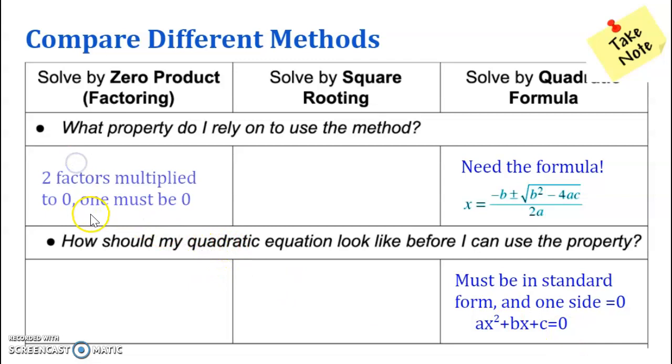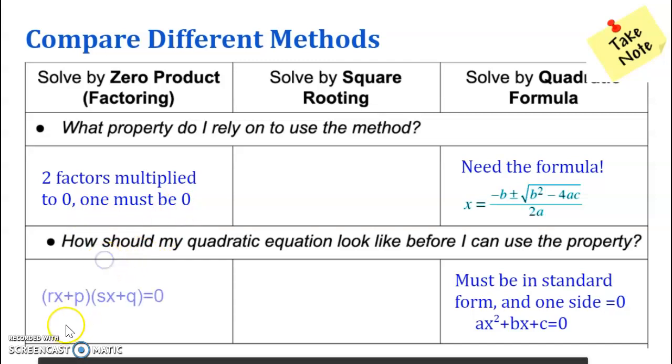What about solving by factoring and zero product property? You use it because you know that if 2 factors multiply to 0, then you know that at least one of them must be equal to 0. So it is going to be in the form of something multiplied by something is going to be equal to 0.